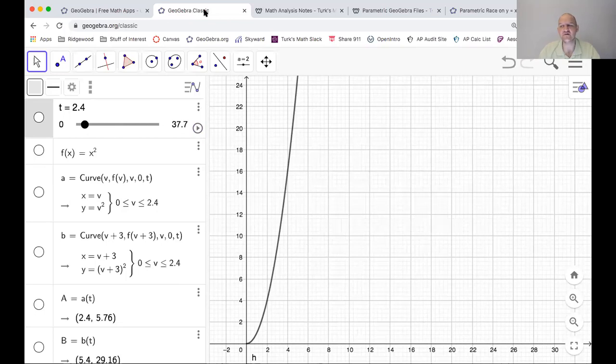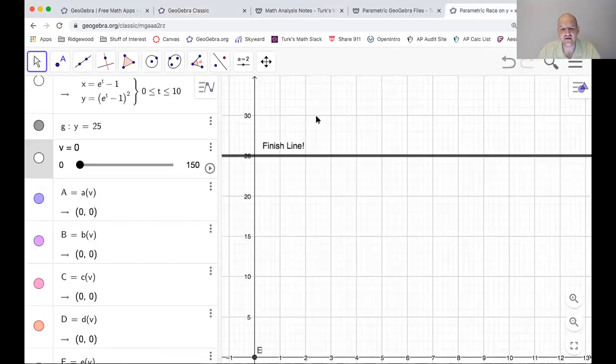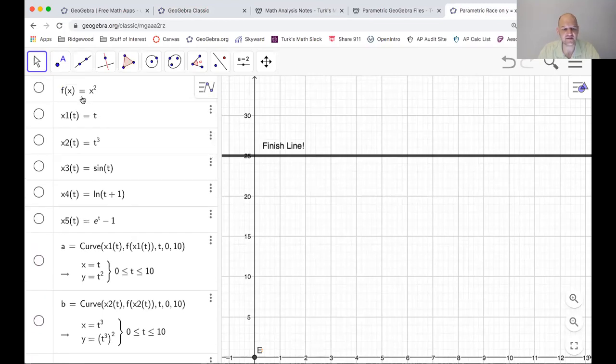If you're interested in how fast parameterizations go, I created a little bit of a parametric race. I've got 3 things. So first, x is going to be t, then t cubed, then sine of t, natural log of t plus 1. The reason I chose all of these is that when t is equal to 0, all of these will put you at x equals 0.